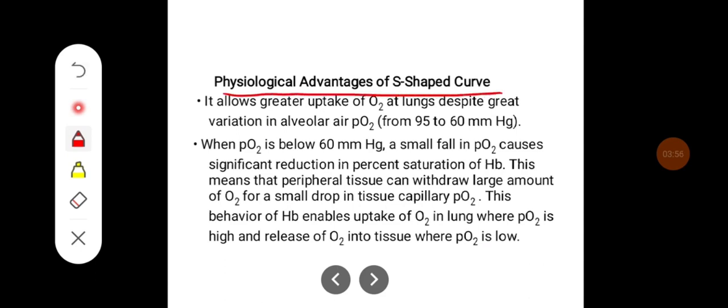Physiological advantages of S-shaped curve. It allows the greater uptake of oxygen at lungs despite great variation in the alveolar PO2, that is from 95 to 60 mm of Hg.